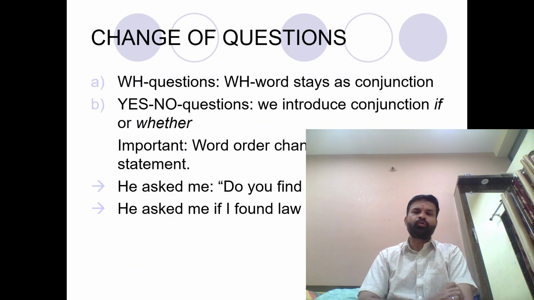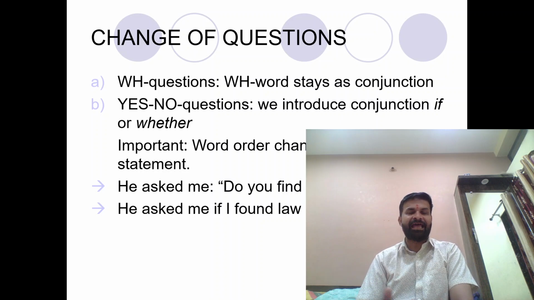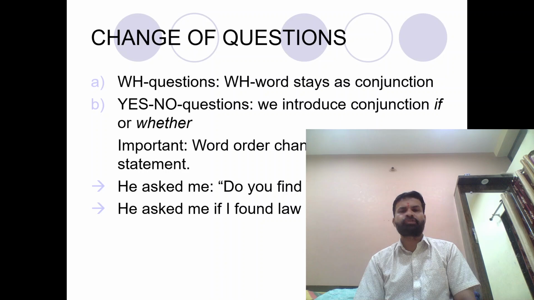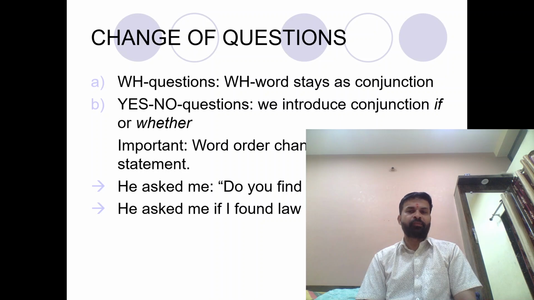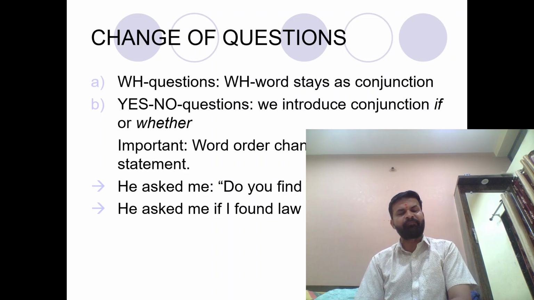Next, how to change the WH questions. The WH word stays as a conjunction. Now, in case your reported clause is a WH question, you're not supposed to use any conjunction, because the WH word that begins the question plays the role of the conjunction when you change it into indirect speech. One more thing you have to understand: word order changes into that of a statement.